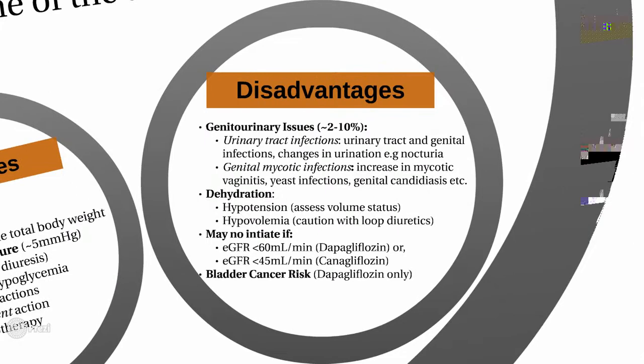So what are some of the disadvantages? Again, a lot of these things you can see through their mechanism. Why do we have urinary tract infections? Why do we have genital mycotic infections? Because bacteria love sugar. So if we have all this sugar in the kidneys, who's going to go there? Who's going to be attracted there? And that's why we see this incidence in urinary tract infections and genital mycotic infections.